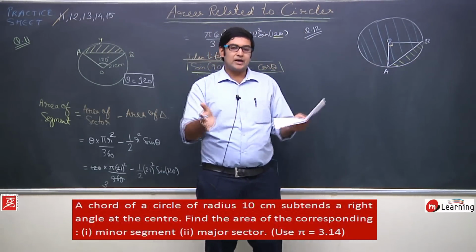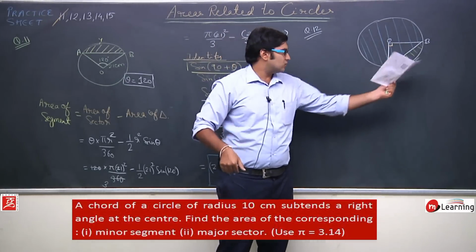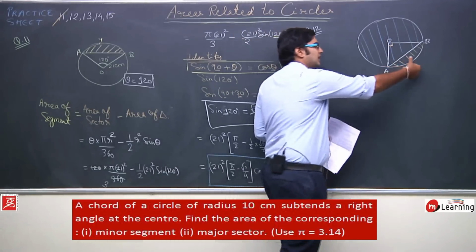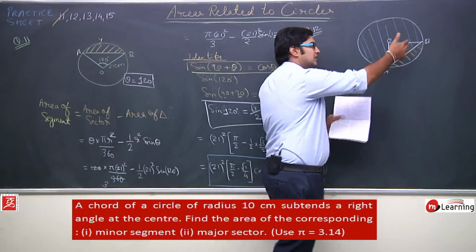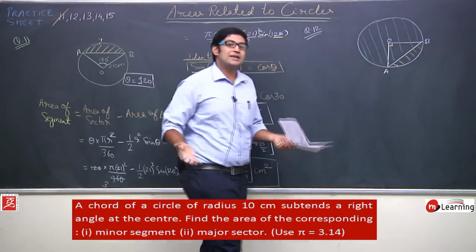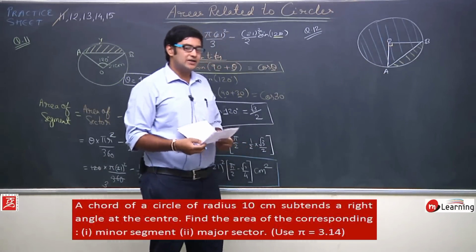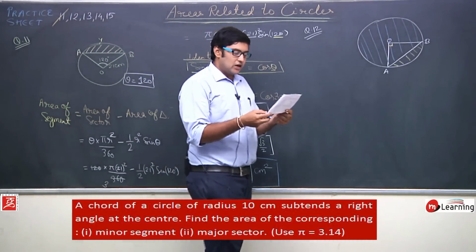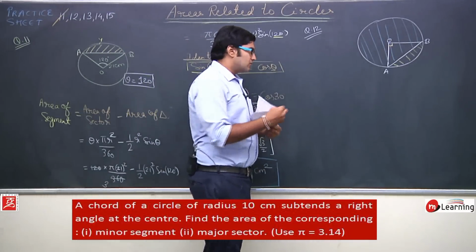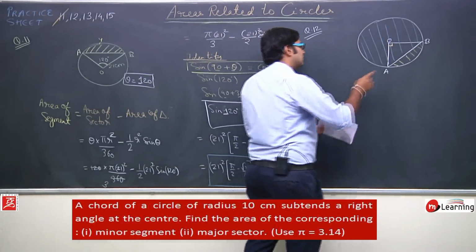For example, एक बड़ा सा पापड़ है, उसमें से मैंने इतना टुकड़ा तोड़ लिया, this much part, ऐसा करके हटा दिया, तो जो बचा हुआ पापड़ है, that will be your major segment. Okay, so I need to calculate area of this minor segment and I need to calculate the area of major sector. First, let us determine the area of this minor segment.